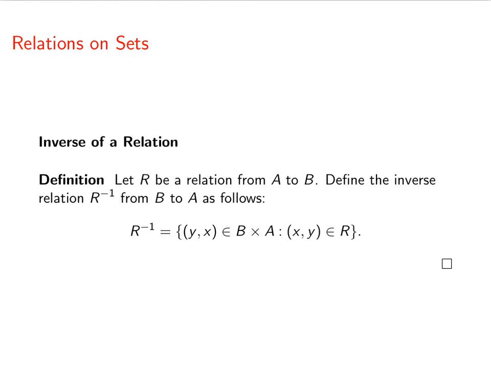Hello, discrete math fans. Let's talk about the inverse of a relation. We haven't discussed this in the past. We'll make a definition like this. Say, start with a relation R from A to B, and the inverse relation from B to A, well, all we do is whenever x comma y is in R, then we'll put y comma x in R inverse. We're just swapping the coordinates in all the ordered pairs.